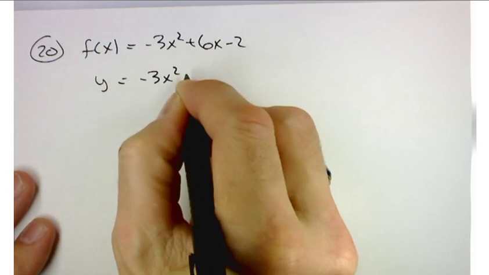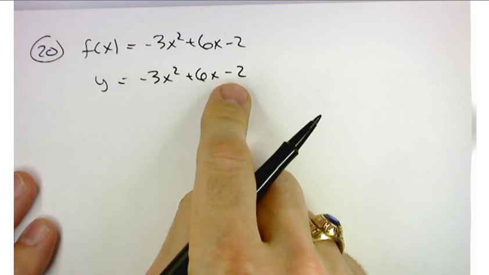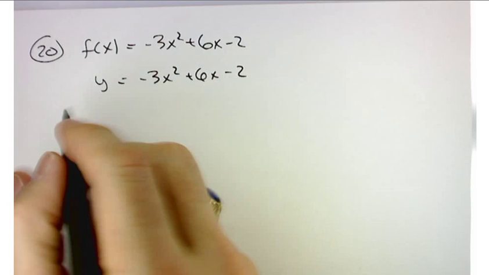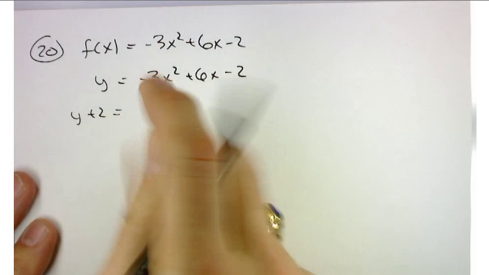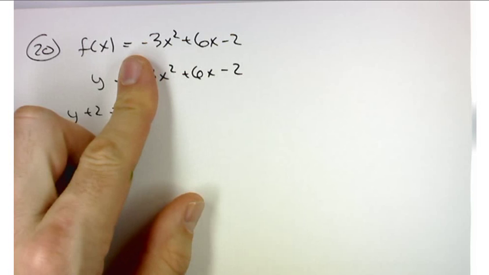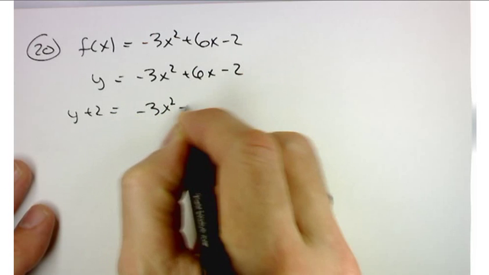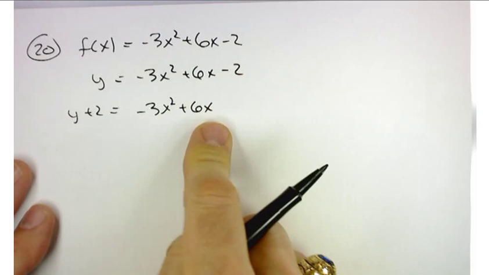before we start completing the square here, and I will move the 2 to the left-hand side, there's something I got to fix. In order to complete the square, the coefficient of x squared has to be 1. I can't have a negative 3 out in front. So I have to factor it out.